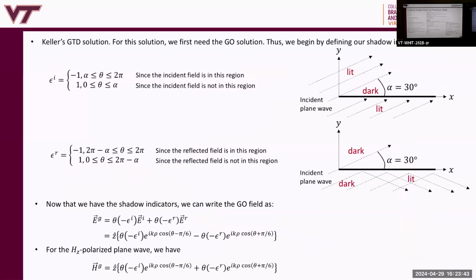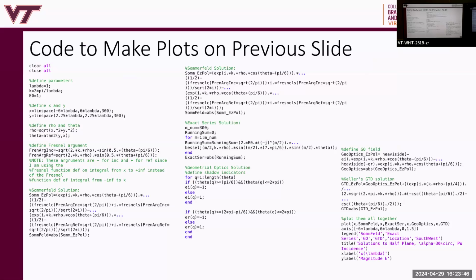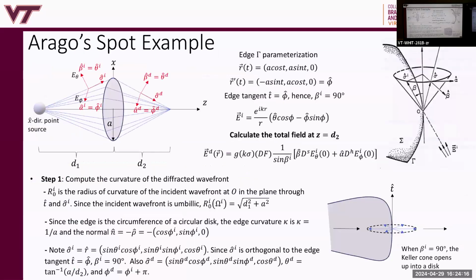I've given you the code here to do all of these plots. Here we calculate the arguments of the Fresnel function, rho and theta, x and y from -6 lambda to 6 lambda, and the Sommerfeld half-plane solution here, and then the exact series solution from last semester, geometrical optics shadow indicators, geometrical optics field, and then the Keller GTD solution is here, and then you plot them all together. You'll probably refer to this when you do your final exam.